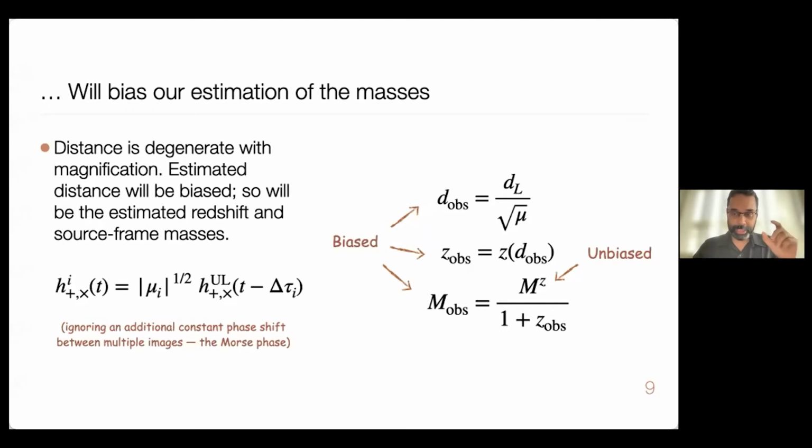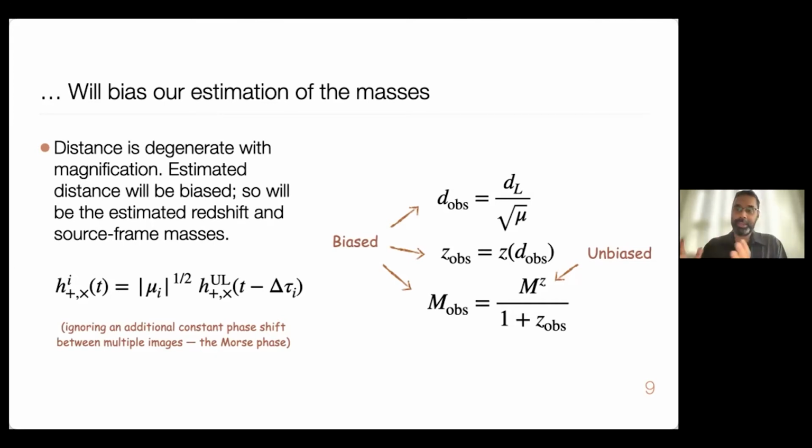And because of the lensing magnification, our observed distance will be biased. Instead of D_L, the true luminosity distance, what we'll be measuring is D_L divided by the square root of mu, where mu is the lensing magnification. And we will be extracting a biased value for the luminosity distance. And when we compute the corresponding cosmological redshift, we will get a biased estimate of the cosmological redshift. And we use this biased estimate of the redshift to correct for the mass scale of the system, and we will get a biased estimate of the mass.